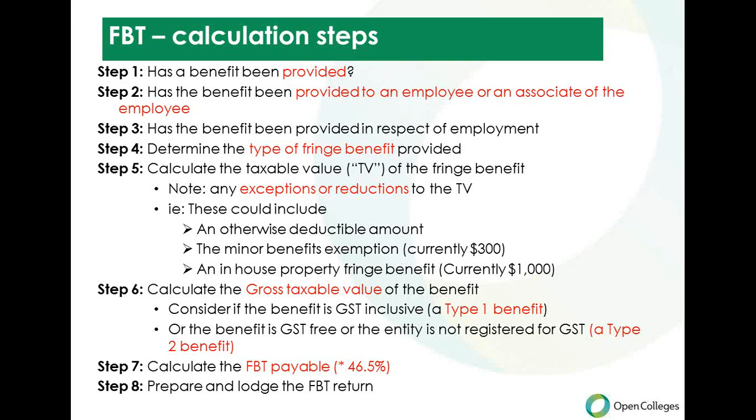Points 5, 6, 7 and 8 are the calculation elements. When it comes to the taxable value of the fringe benefit, one of the key things to note is to look for any exemptions or reductions to the taxable value. Let's say your employer pays your professional membership fees. Or let's say you currently work in an accounting firm and your employer pays for this particular course, then that would be considered otherwise deductible and fringe benefits would not apply. There's also a minor benefits exemption, so if you receive a once-off benefit of less than $300, once again, no fringe benefits apply. And if you work for an employer who provides you with in-house property fringe benefits, anything less than $1,000 is once again exempt from FBT.